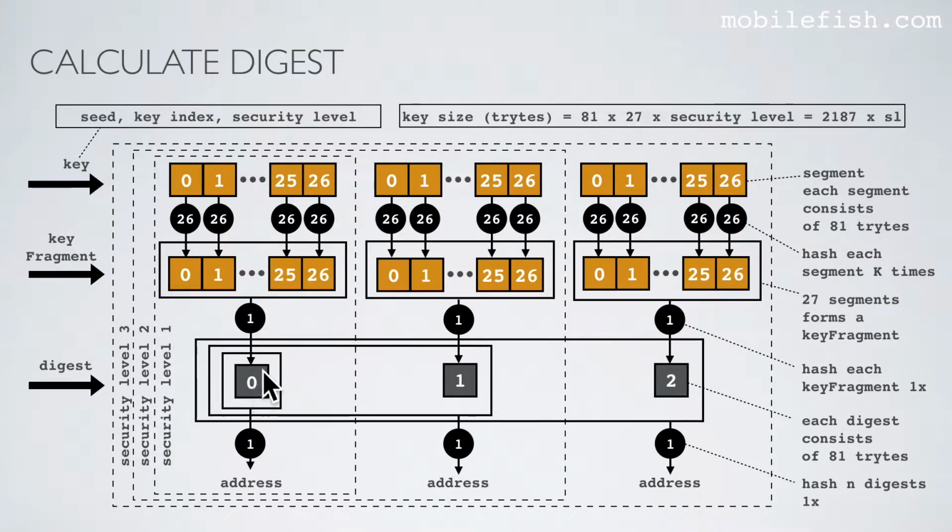If you have selected security level 1, you will have this digest. If you have security level 2, you have this digest. And if you have security level 3, you have this digest.